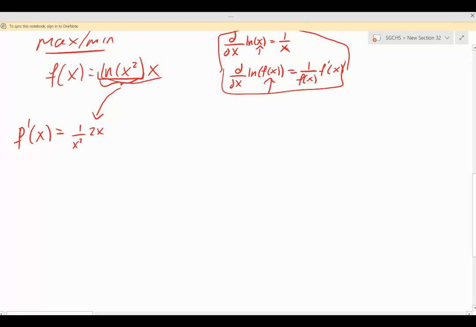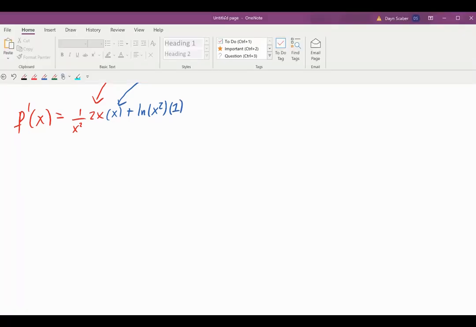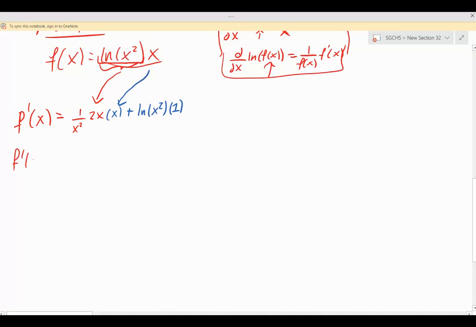Okay, and then I'm going to multiply it simply by x. So I got that. From there, I'm applying the product rule. Now I'm going to add the natural log of x squared and multiply it by the derivative of x, which is simply 1. From here, we can clean up our first derivative a little bit. So the derivative is equal to, notice we have 2 x's on the numerator and 2 x's in the denominator. So these nicely cancel out. So we are left with 2 plus the natural log of x squared.